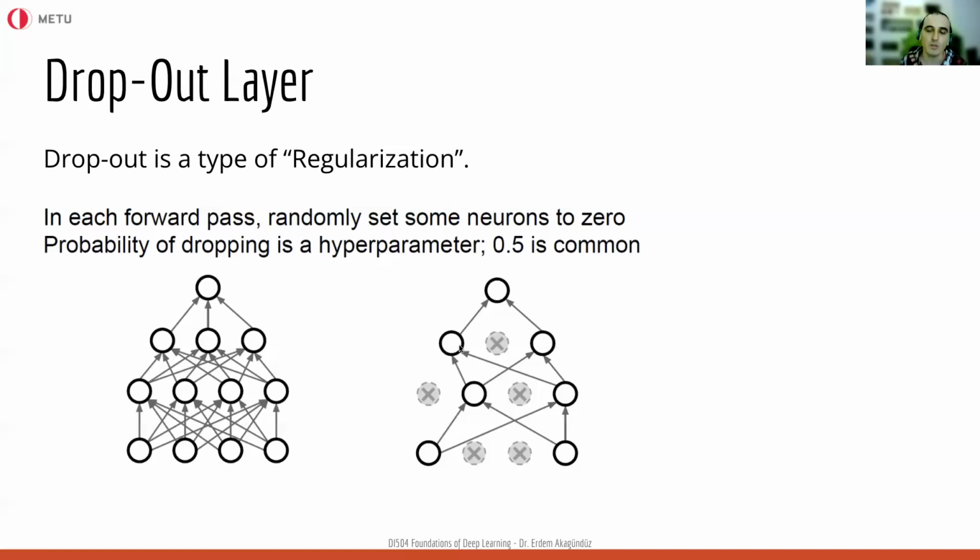However, the reason why we use this is still the same. It is to prevent the network from overfitting. How is it done? Imagine this, look at this figure. In the forward pass, for example in AlexNet, you have convolutional layers, and in the end, you have fully connected layers.